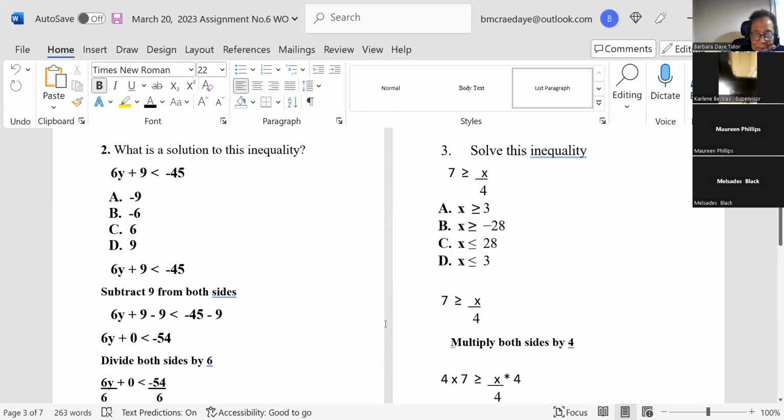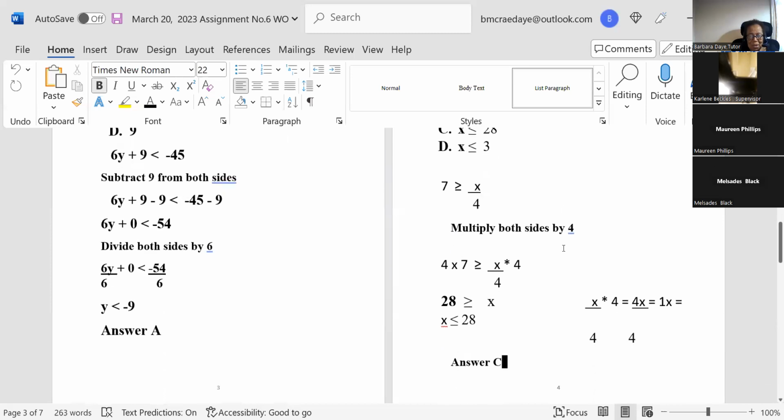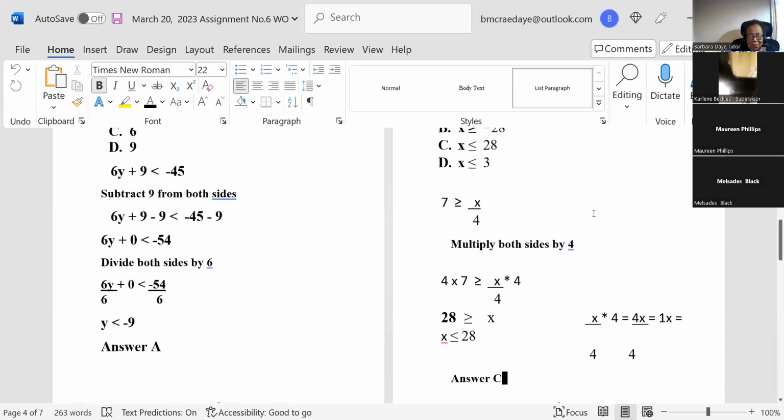Now, Mercedes, when you were saying find something that goes in it, all you have to remember here is you do the opposite operation. This is a division. So that fraction is really a division. That's saying x divided by 4. So if you're trying to get x by itself, you've got to multiply by 4. Got it? Yes. And 4 times 7 is 28. So you're left with just the x on the right side. Any questions on number 3?